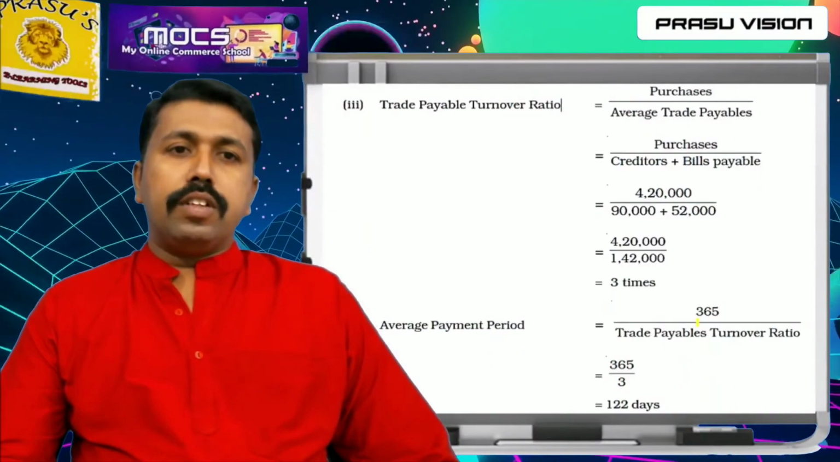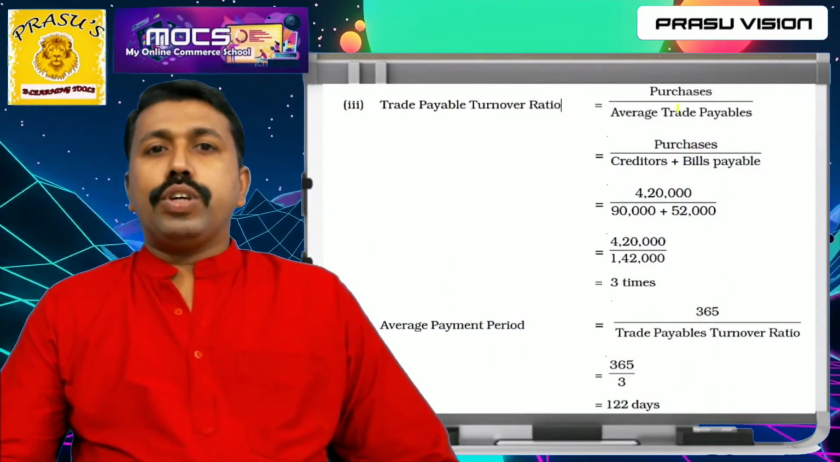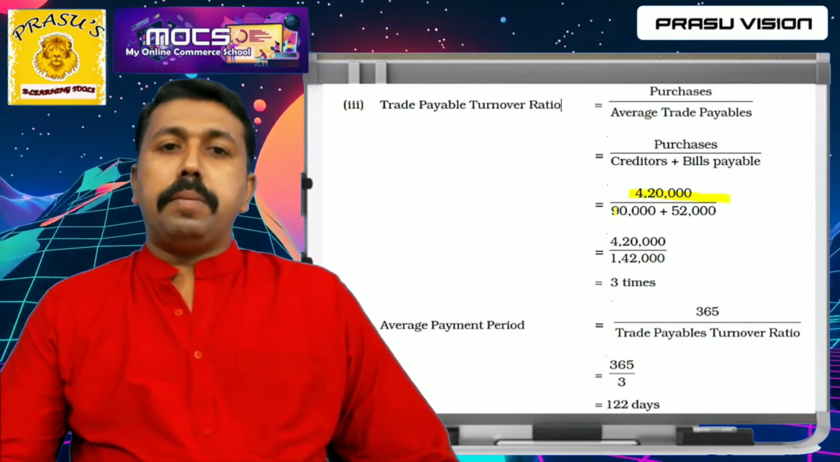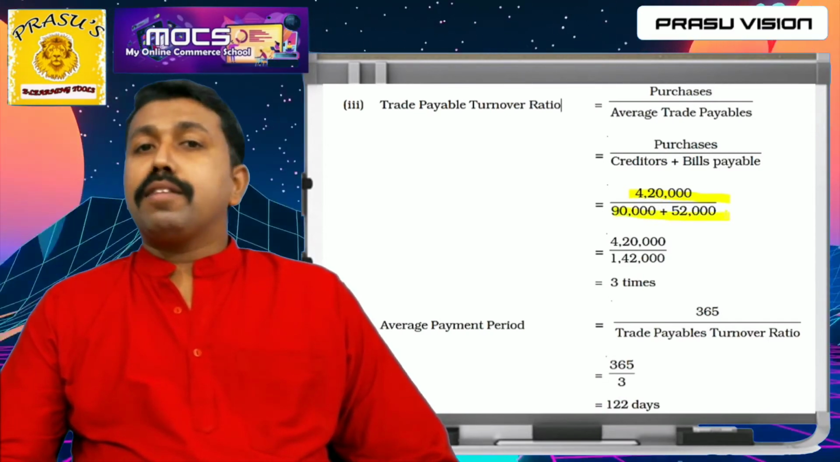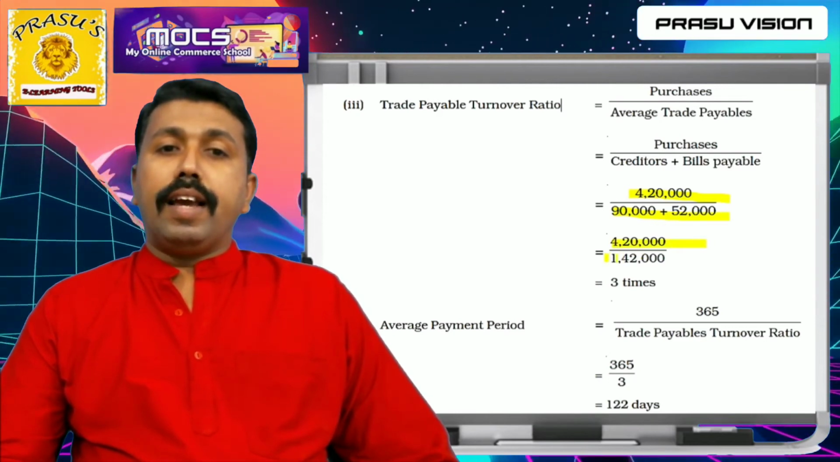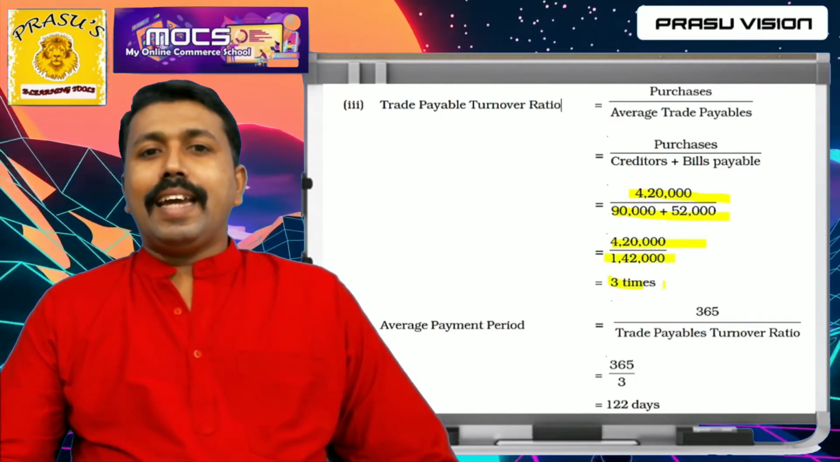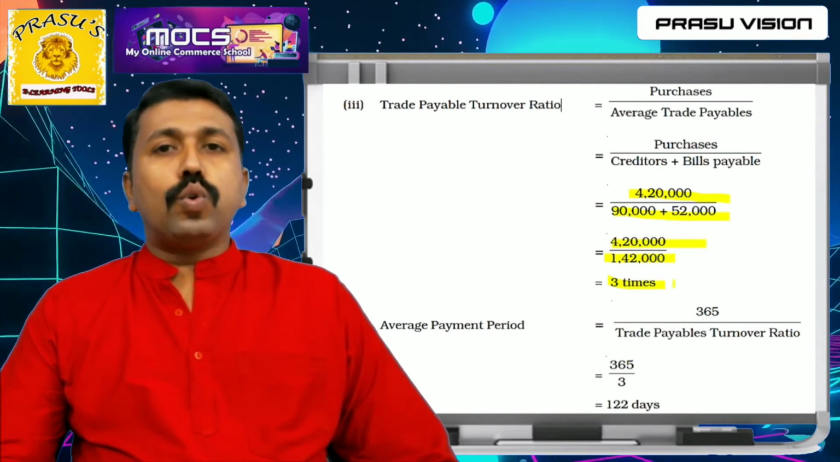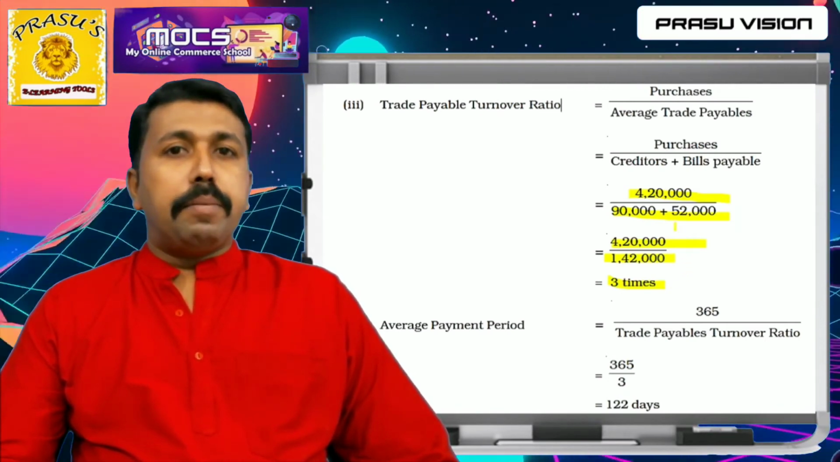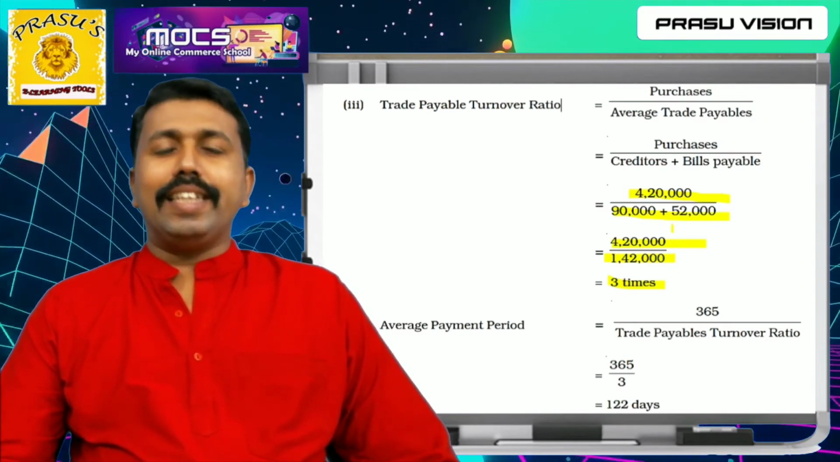Moving to the next one. Trade payable turnover ratio. Here also the value of purchase is 4,20,000 divided by total of creditors plus bills payable. We will get 4,20,000 divided by 1,42,000. 3 times is needed to repay the amount of credit purchase, the amount of money we have to give to the creditors.